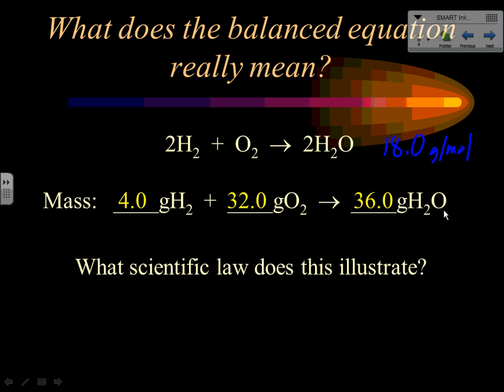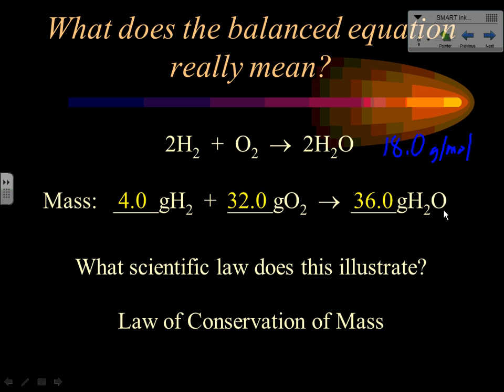What scientific law does this actually illustrate? Well, that's the law of conservation of mass. Remember, these amounts are etched in stone. If we had 4 grams of hydrogen, we would have to have 32.0 grams of oxygen react with it. Otherwise, we wouldn't use up all of the hydrogen if we had too little oxygen, or we wouldn't use up all the oxygen if we had too little hydrogen. And we'd get 36 grams of water from that.